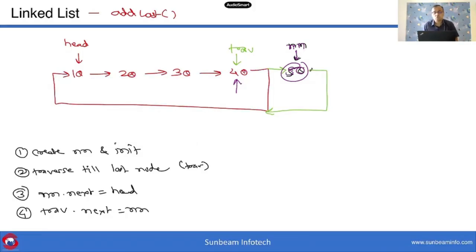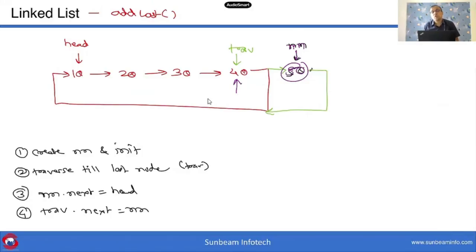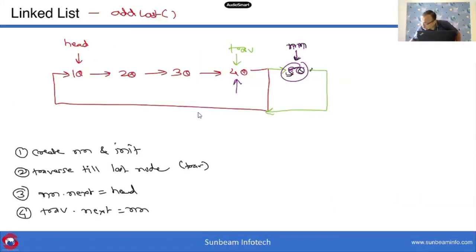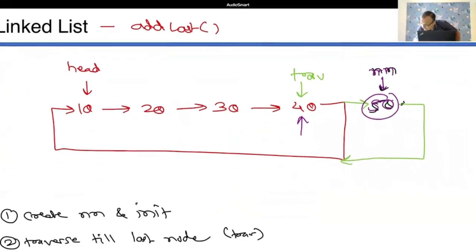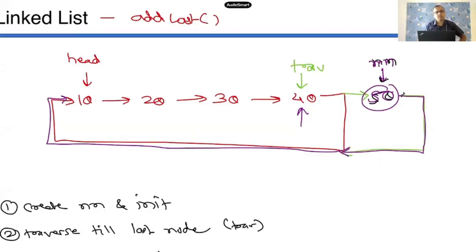So the code we just wrote: trav is equal to head, trav's next is not equal to head, and trav is equal to trav's next. This is absolutely correct code to go to the last node. So I reach the last node. What is my next step? New node's next is equal to head. Oh, new node's next, this is head's, head is at 10. So for new node's next, you are saying it should point to the head. So all the way it is pointing to the head. Is it correct? Yes. The last node's next should point to the head. I understand. I have made a new link.